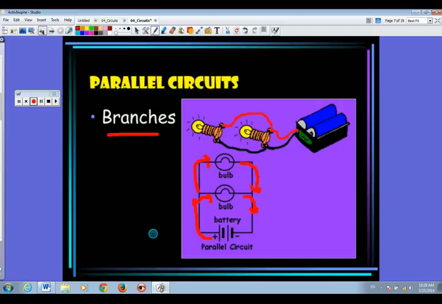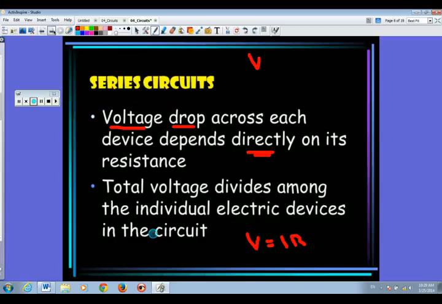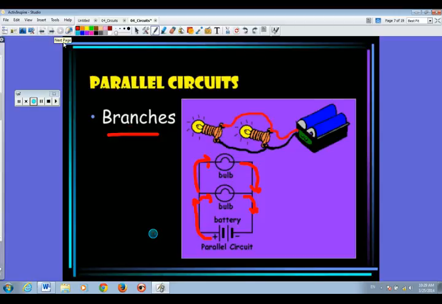You can also think about it, I'm going to go back just a sec. If you look at these bulbs here, kind of like my old school Christmas lights, if one of these bulbs goes out, what do the other ones do? Think about that. And then compare that to this parallel circuit, where if one of these bulbs goes out, what does the other one do?